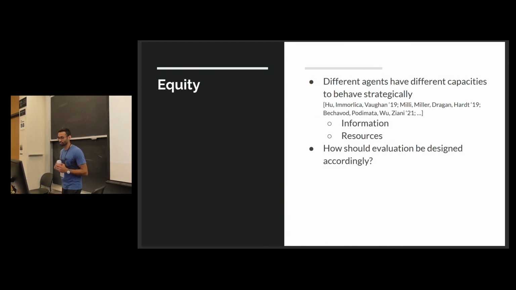Finally, there are questions about equity and fairness, because in the real world, people have different capacities to behave strategically. There's a series of great papers that explore this question well. There are differences in people's access to information, differences in people's resources, and differences in people's goals and objectives. To the extent that people have different strategic behaviors, we need to think hard about designing classifiers and evaluation schemes that work well for everybody or that balance utility in some socially responsible way.